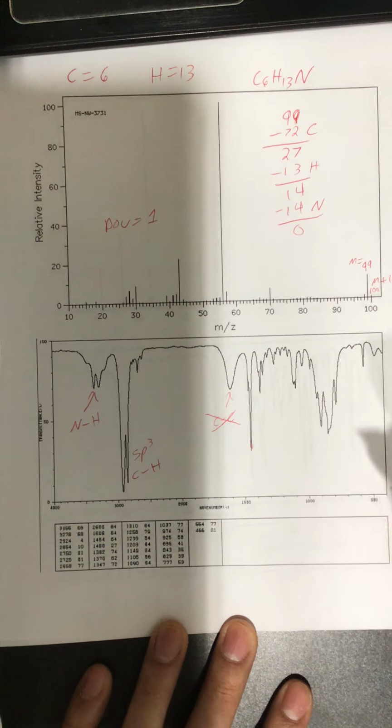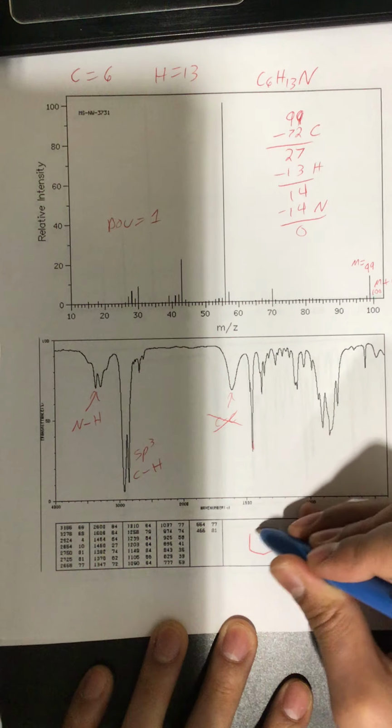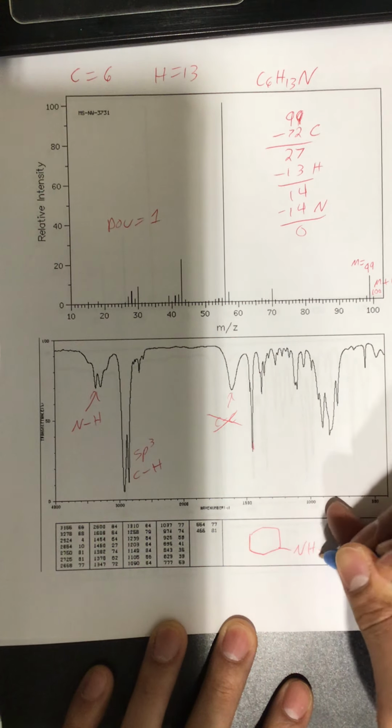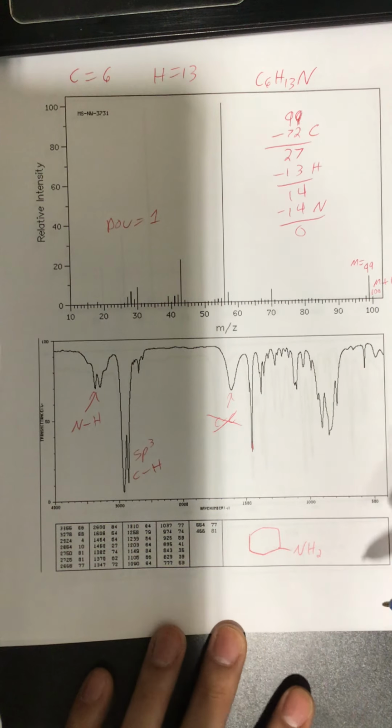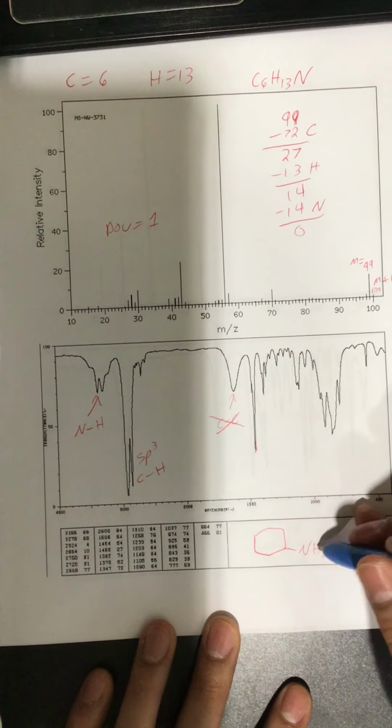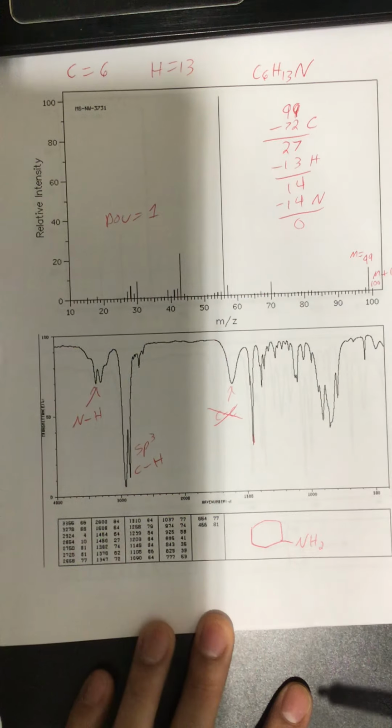So, we got 6 carbons. Let's just draw a ring and put an NH2. You can draw a 5-membered ring and put a CH2 and then NH, or a methyl group and an NH2, whatever you want to do. But you should have an NH2 in this. So, good.